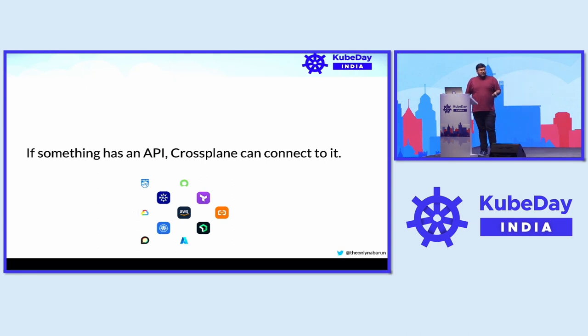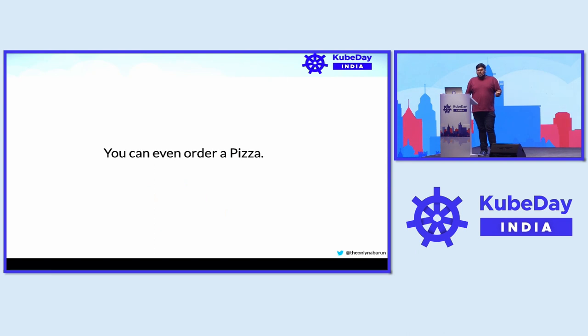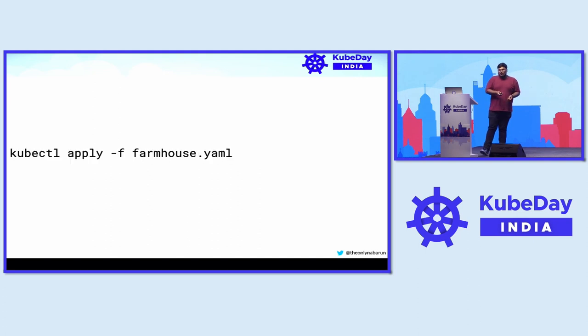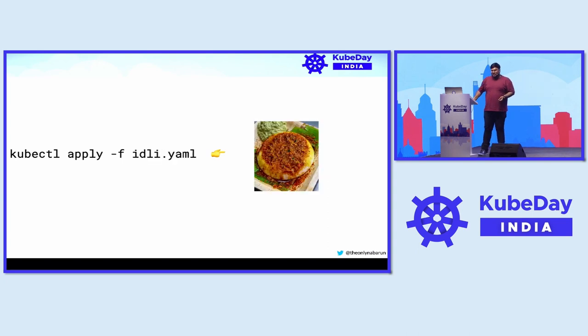But then what if you want to have some fun? You can even order a pizza. What if Domino's is an API to order a farmhouse for you? You can do kubectl apply farmhouse.yaml and get a pizza. But since we are in Bangalore, why not get an idli instead?